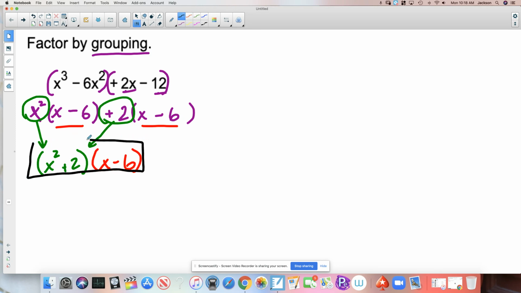I'm going to record another video right after this that explains why this process works. This is the process of how to factor by grouping and when you should factor by grouping. I'm going to piggyback this with another video here in a second.